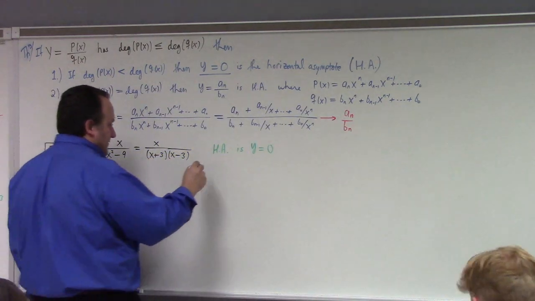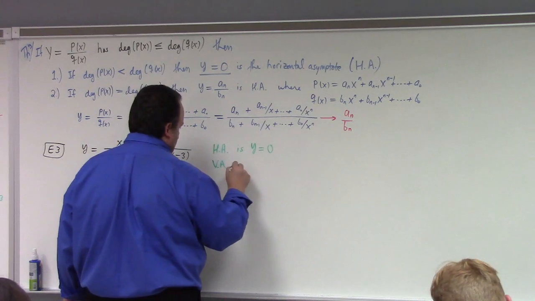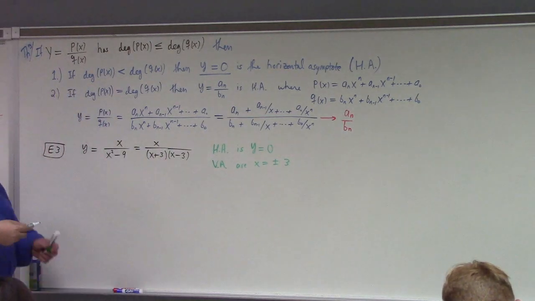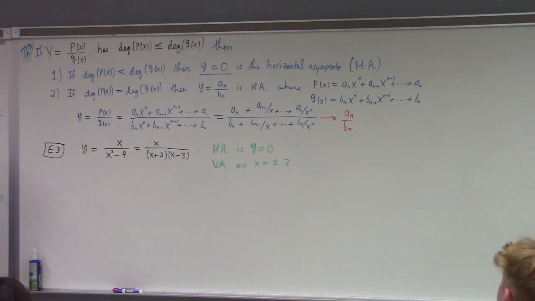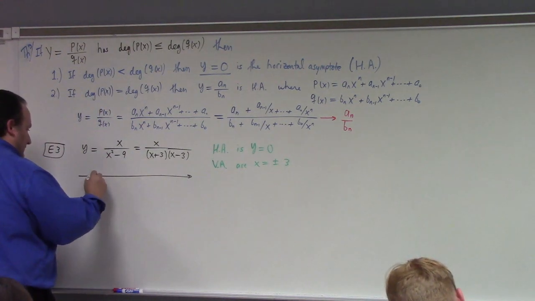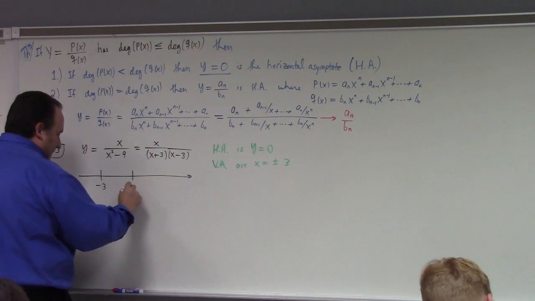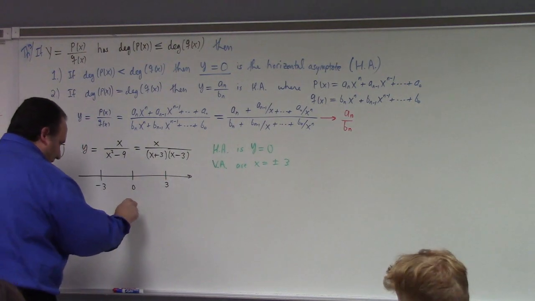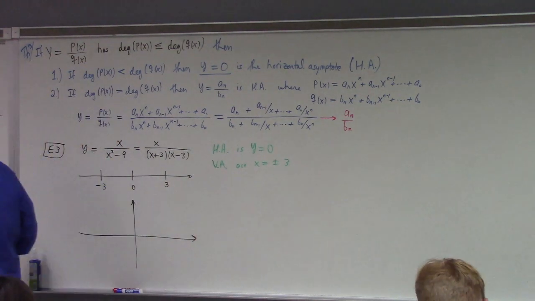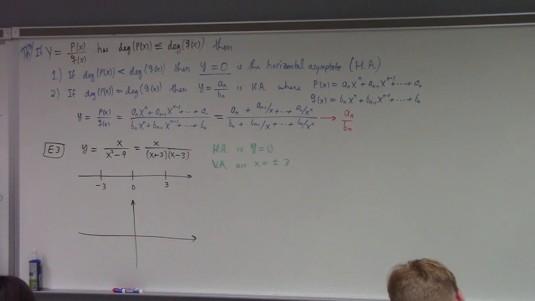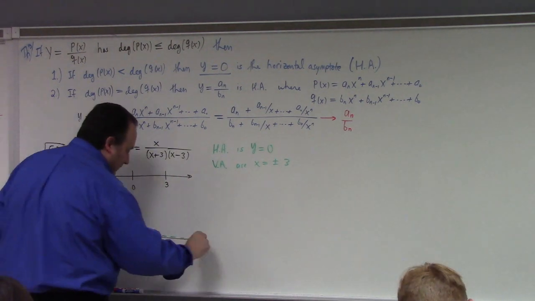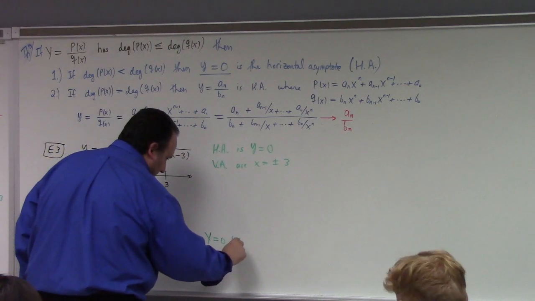Now the vertical asymptotes are x equals plus or minus 3, because I have division by 0 there. Now, to complete the story here, good practice to draw the sign chart. So the sign chart has the critical numbers, which in this case are minus 3, 0, and 3. All right. Okay, so the horizontal asymptote's kind of boring here. It's just the x-axis itself. Y equals 0 is the horizontal asymptote.